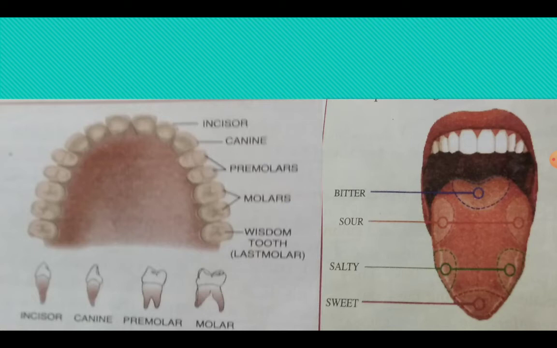Now, for your information, I have shown another diagram to tell what tastes the tongue has. As you can see, the last part of the tongue is bitter. The upper left corner is sour, and also the upper right is sour. The down parts, both right and left, are salty, and the very front part is sweet.